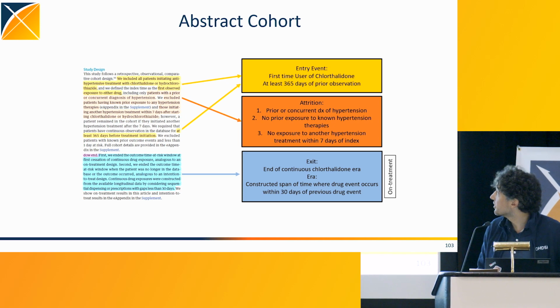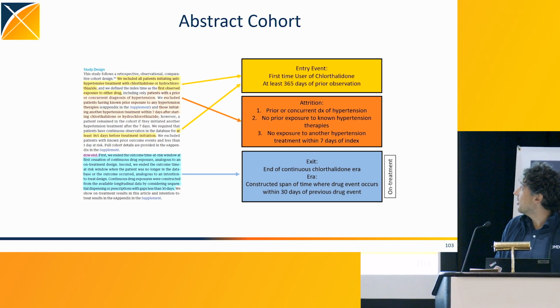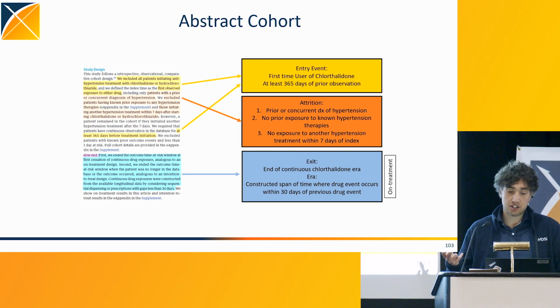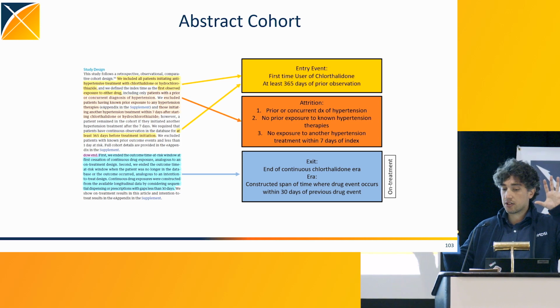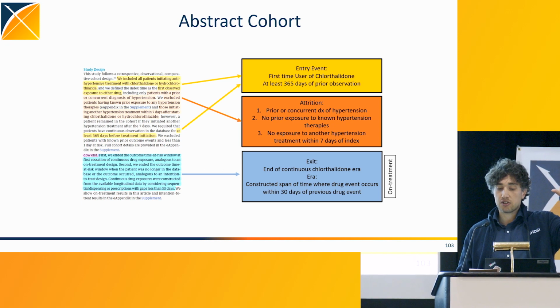I've highlighted, hopefully you can see that, it's a little smaller than I thought. So I wanted to abstract this cohort. I've taken sections from the study design to build the idea that we're trying to construct here. It says in the paper, we included all patients initiating antihypertensive treatments with chlorothalidone and hydrochlorothiazide. As Fawn mentioned, what we have is a comparative effectiveness study. We have a target, which in this case is chlorothalidone, and a comparator, which is hydrochlorothiazide. If we're trying to create the target cohort, we want to focus on chlorothalidone.